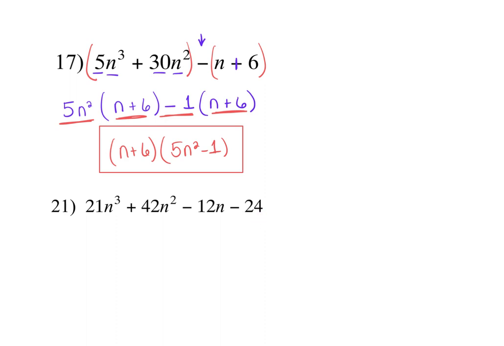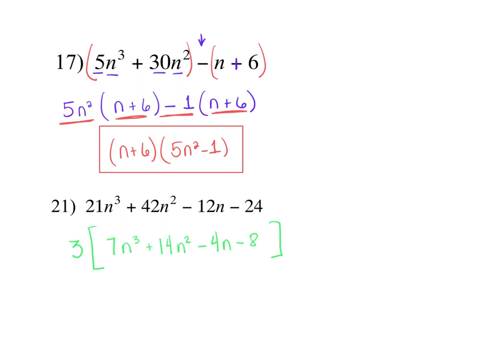So I know that a 3 can come out. I'm actually going to take that out first, and then I'm going to do my grouping afterwards. So 21, I'm going to divide by 3. I'm going to divide 42 by 3. Do my 12. And do my last one there.